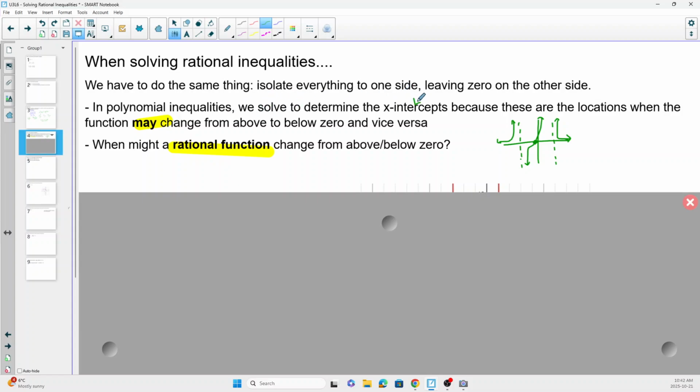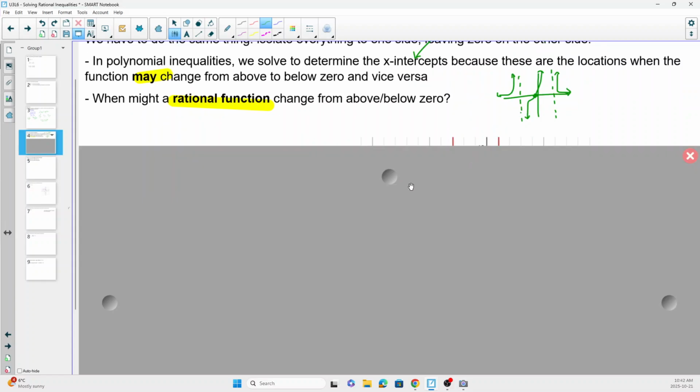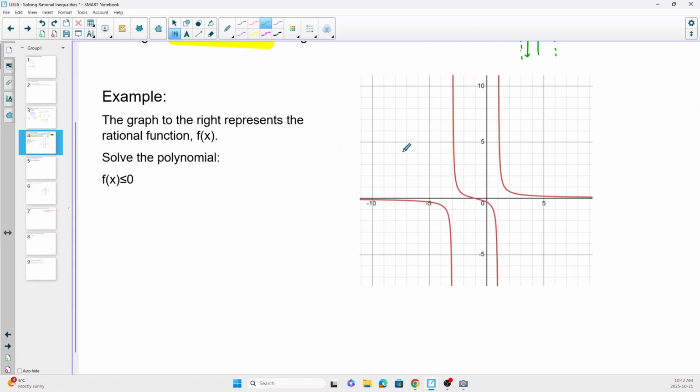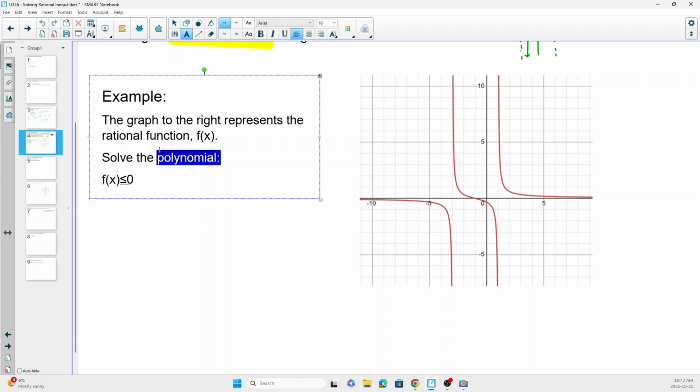Polynomials is just the x-intercepts that we have to examine as our points of interest. But when we're looking at a rational function, we have to also consider the vertical asymptotes because that's the point where it may change from positive to negative, and it also may not, okay? So let's look at this here, and I want you to, in a second, pause the video and actually solve this polynomial, that should say rational inequality, solve the rational inequality below.